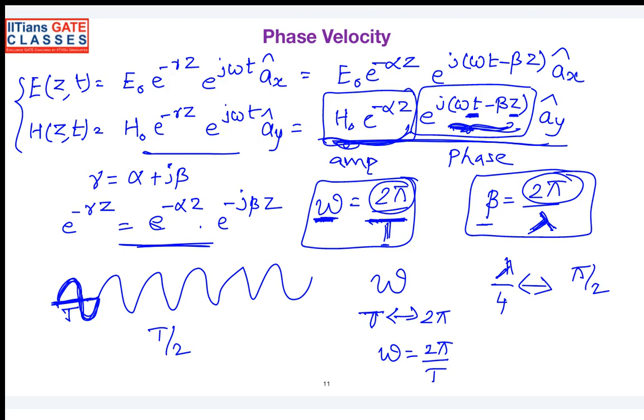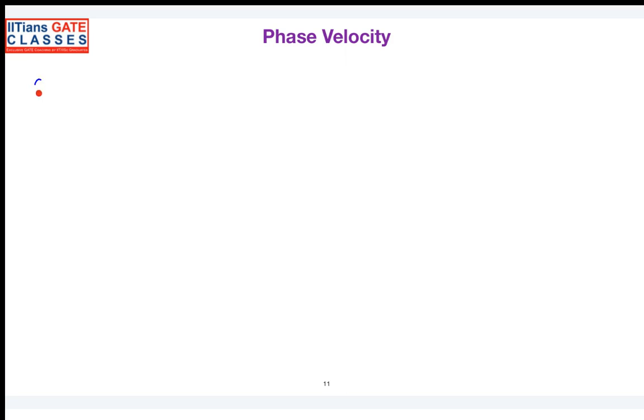Fine. So now you understood that omega is the phase variation with respect to time and beta is the phase variation with respect to distance. So you are aware of these two phase constants. Now, you have defined omega is equal to 2 pi by T and beta is equal to 2 pi by lambda. Now, I want to define the velocity in any medium.